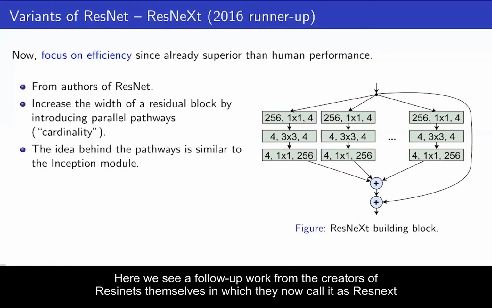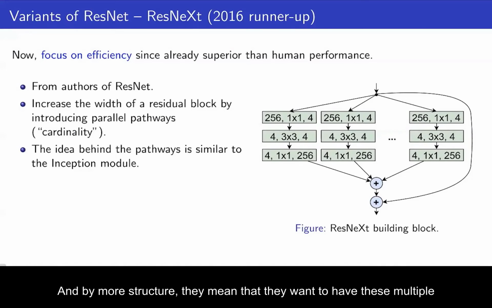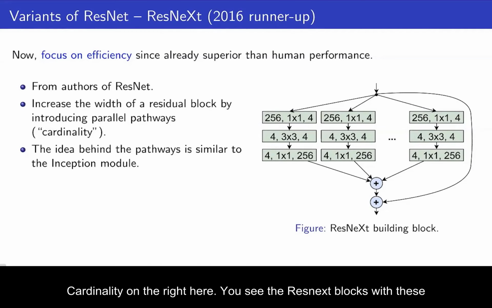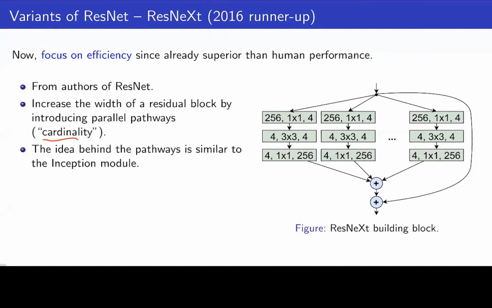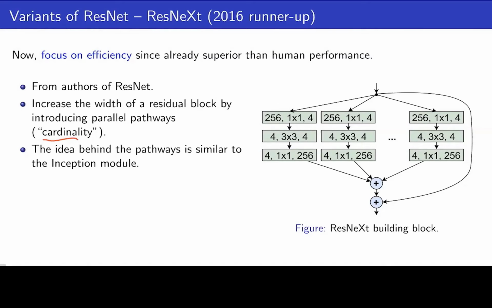Okay, so there are many variants of the ResNet architecture. Here we see a follow-up work from the creators of ResNet themselves, which they now call ResNeXt. And they want to increase the width of the network by having more structure in the network. And by more structure, they mean that they want to have these multiple parallel pathways, and they call the total number of these pathways the cardinality. On the right here, you see the ResNeXt blocks with these multiple parallel pathways, and they had up to 32 different pathways like this, as you can see in this figure.